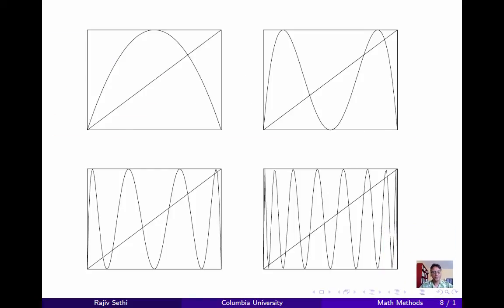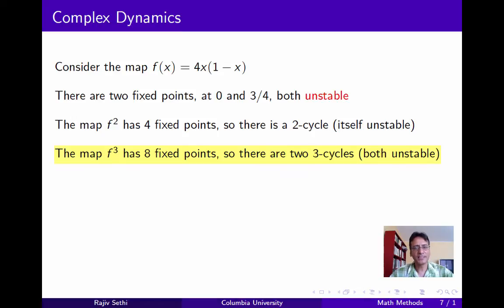Now what if we iterate this map 3 times? That's shown on the bottom left of the figure, and here you see 8 fixed points. Two of these correspond to fixed points of f, but the remaining 6 correspond to two 3-cycles. You can identify the two different 3-cycles by using the fact that the slope of the function at all points in a given cycle must be the same. The original fixed points here are shown in red, one of the cycles is shown in green, and the other cycle is shown in blue. To summarize, the map f cubed has 8 fixed points. Two of these are the fixed points of f, and there are two 3-cycles. And in fact both of these 3-cycles are unstable.